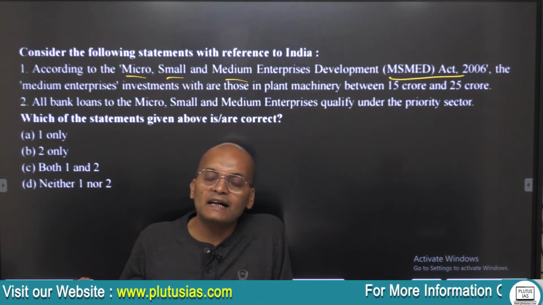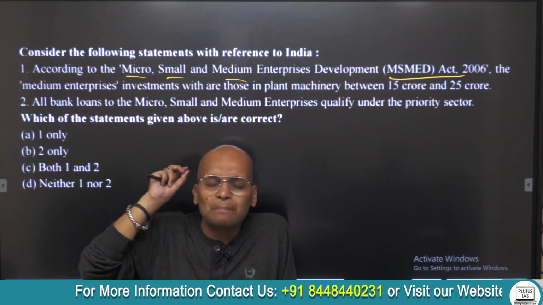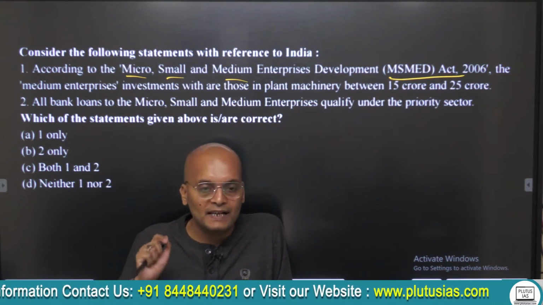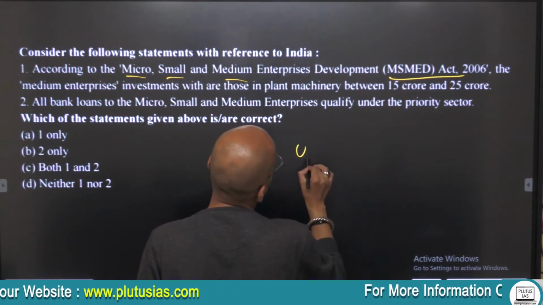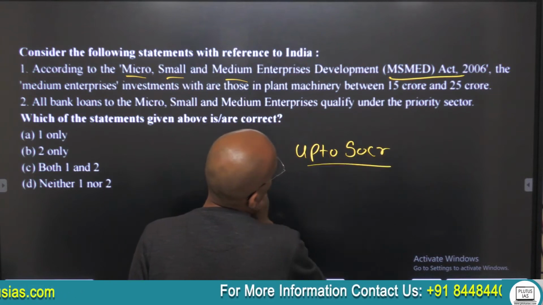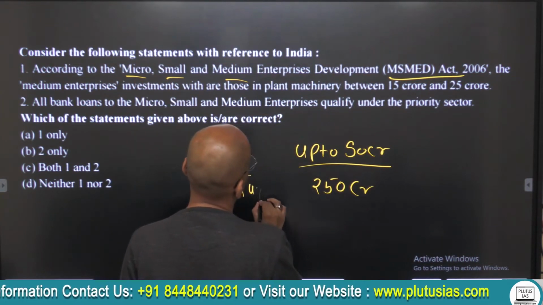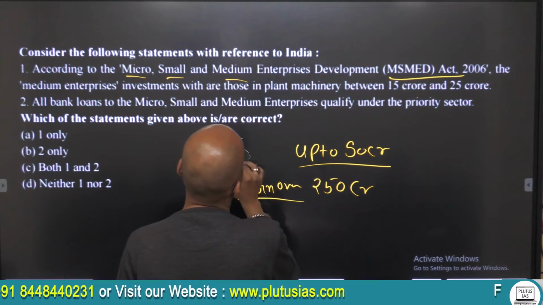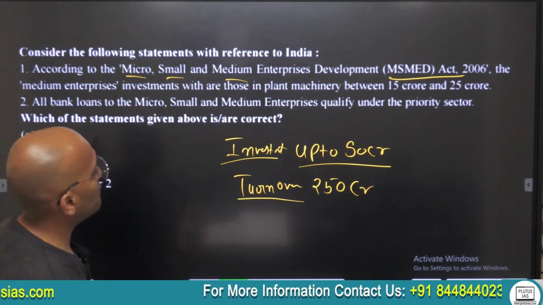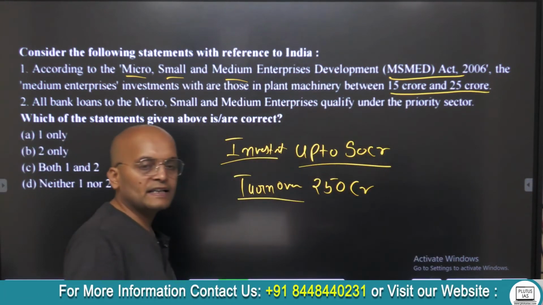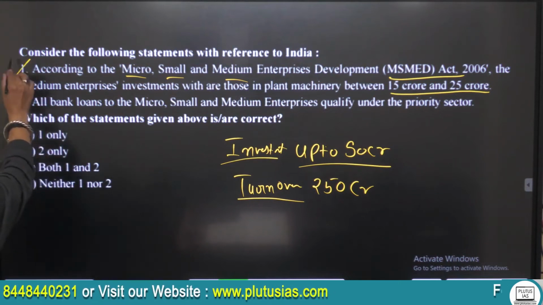Yeah, several categories are there, na? Small scale, medium scale, micro. So what is the parameter to be classified as a medium scale industry? So my dear students, the criteria is investment up to 50 crore, and turnover up to 250 crore. This is turnover, this is investment. This was also taught in class. But here it is saying 15 crore to 25 crore. That is wrong because it is up to 50 crore. So statement 1 is wrong. Yes or no?